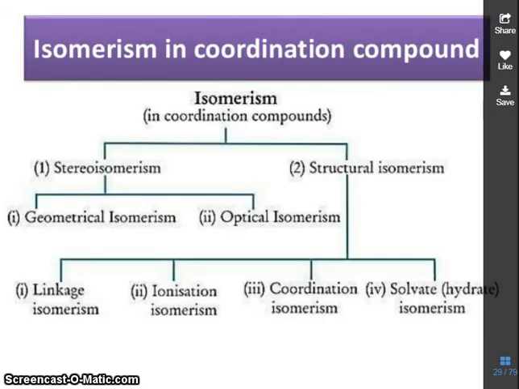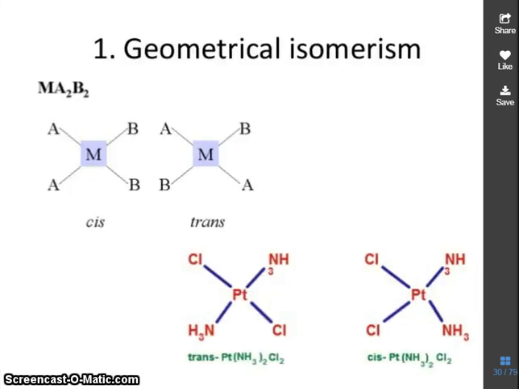Now friends, isomerism in coordination compounds: structural isomerism and stereoisomerism. Stereoisomerism includes geometrical and optical isomerism. Structural isomerism includes linkage, ionization, coordination, and solvate or hydrate isomerism. You can see here geometrical isomerism. Ma2b2 type molecule, just remember Ma2b2. There are two possible structures, cis and trans. Example: cis and trans platinum complex.